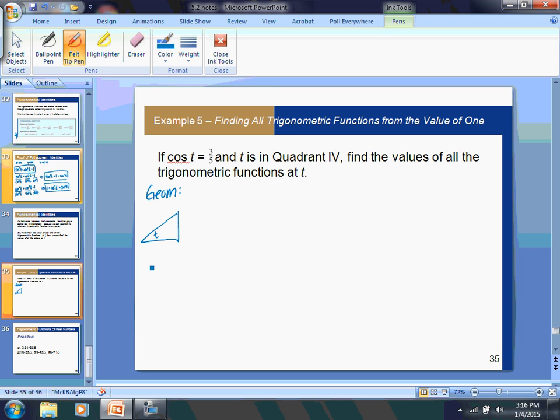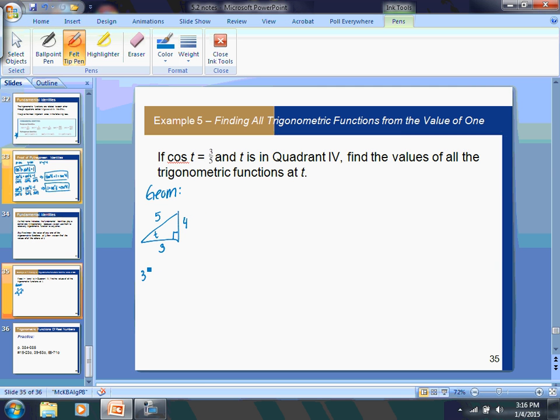Now, we know that cosine of t is 3 over 5, and cosine is adjacent over hypotenuse. So my adjacent side is 3, my hypotenuse is 5. If this is a right triangle, and if you know your Pythagorean triples, 3, 4, 5 is a Pythagorean triple, or you'd have to do the Pythagorean theorem to find 4.